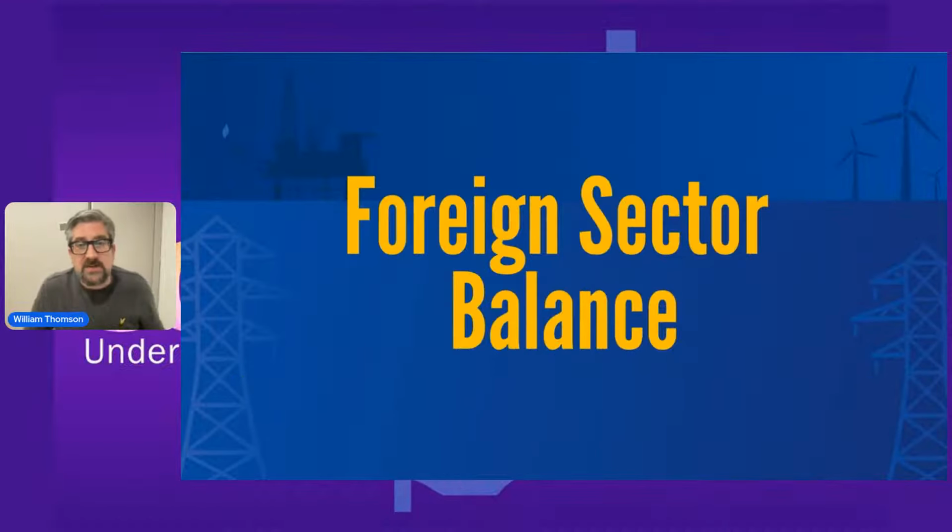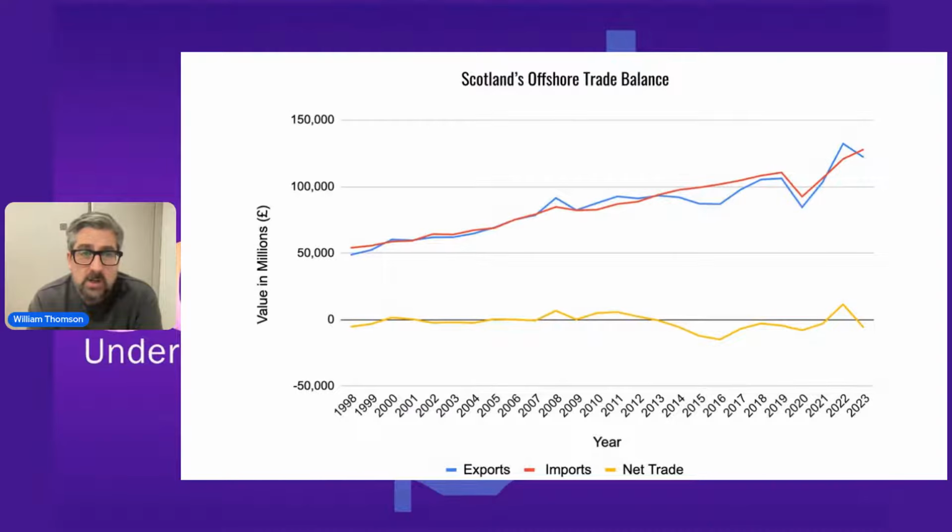So looking at the 3 sectors to explain a little bit more detail what's happening in Scotland, let's look at the foreign sector first. So this is basically imports and exports. I want to concentrate on the yellow line at the bottom because that's the difference. So what you'll see is, roundabout from 2013, Scotland moved from a slight exporter to a slight importer.